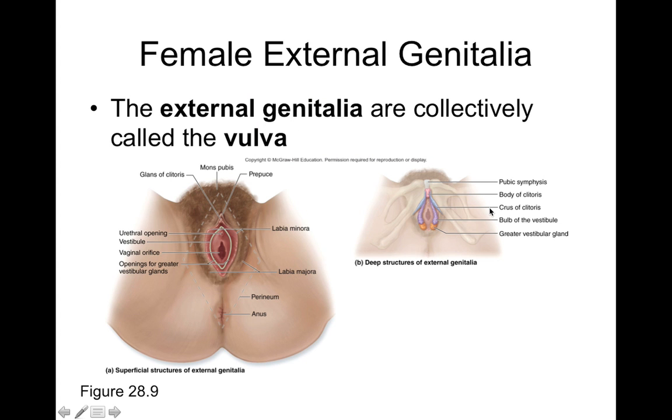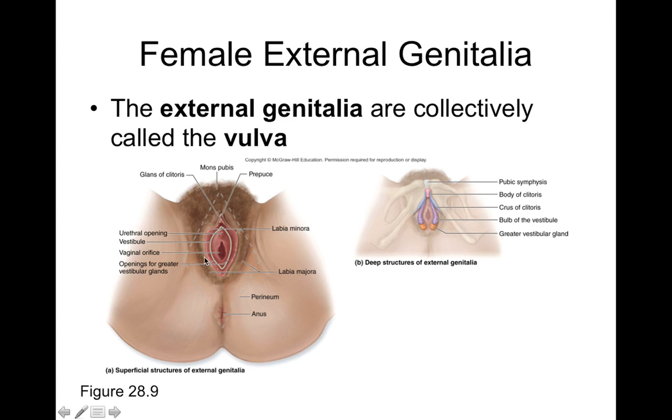Now, some external structures we can see, you guys, is effectively our mons pubis, which is that adipose pad just anterior to the pubic symphysis. We have our labia majora out here, just thin skin with hair. We have our labia minora, which is actually a little bit more medial, and it's going to be a stratified squamous epithelium. It is keratinized, and it does have melanocytes as well.